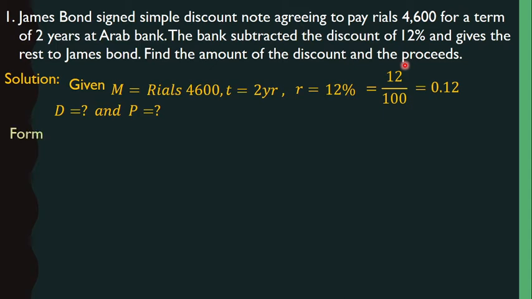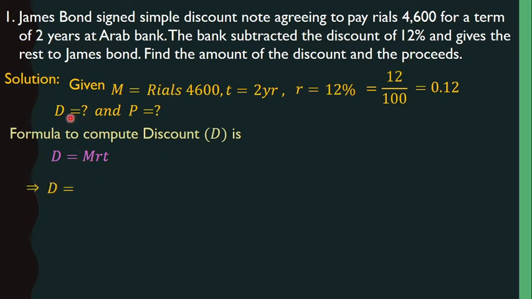Let me start. Formula to compute discount is D is equal to M R T. So D is required to find. M is given in the question, 4,600 riyals, and R is 0.12, multiplied by T, which is time, 2 years. So on multiplying this, we will get 1,104 riyals. So this is the discount, this is the interest, which is deducted on this amount.